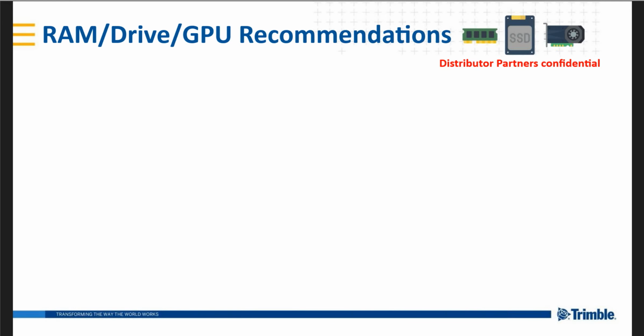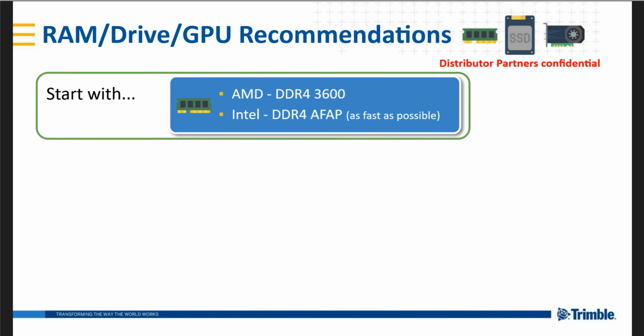And when we look at the RAM, we also have some recommendations for you. You can start with AMD with DDR4 3600. For Intel, you can also start with DDR4, as fast as possible. That's the key message over here. I was looking up the price, for example, for Intel, 64 gigabyte from Samsung. It's around 370 euros, or about 420 US dollars.